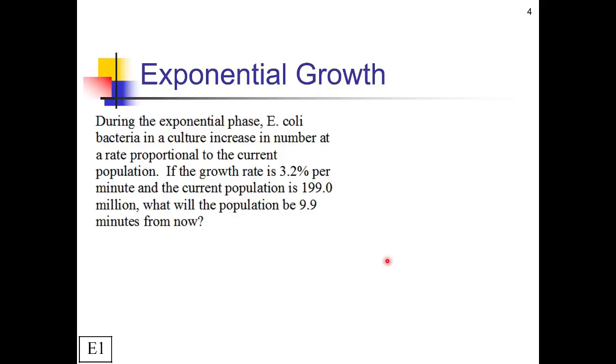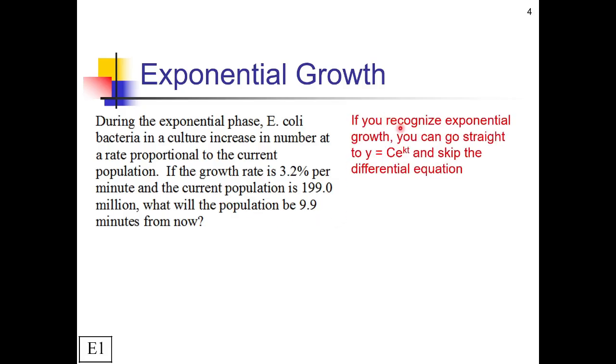Now that we've got that background on the relationship between differential equations and exponential growth, let's try it out on a problem. During the exponential phase, E. coli bacteria in a culture increase in number at a rate proportional to the current population. So there's that proportional to the current population language again. If the growth rate is 3.2% per minute and the current population is 199.0 million, what will the population be 9.9 minutes from now? So you could start with the differential equation.